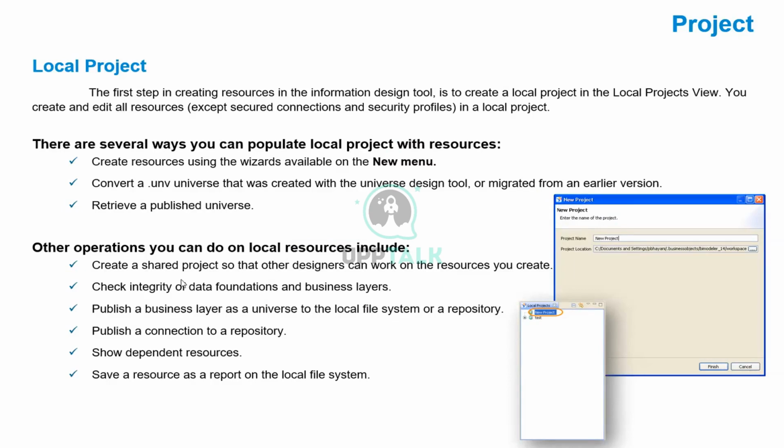One of the operations you can do on a local resource: if we click on the connection, then you can publish that connection to a repository. If the connection is already made, you can just click on this connection and publish to the repository. We can show dependent resources, like what are all dependent on each other. We can publish the business layer as a universe to the local file system or repository. We can check the integrity of the data foundation and business layer. Everything we can do by clicking into the local project and going to the particular resource, click and do the action.